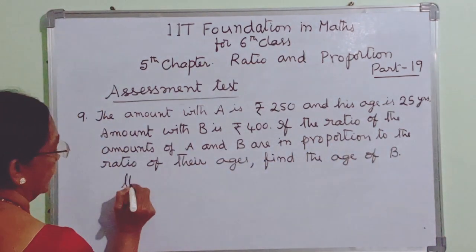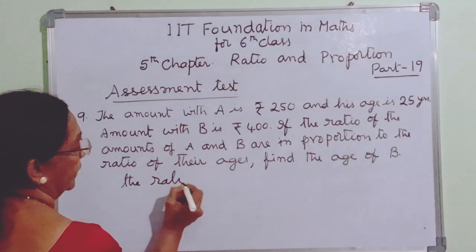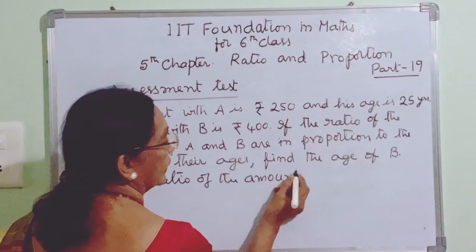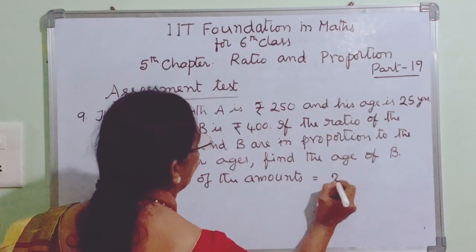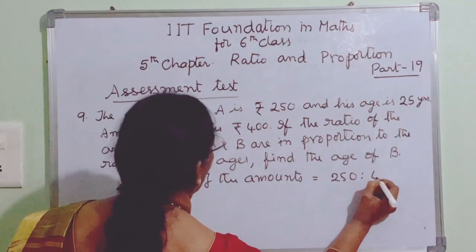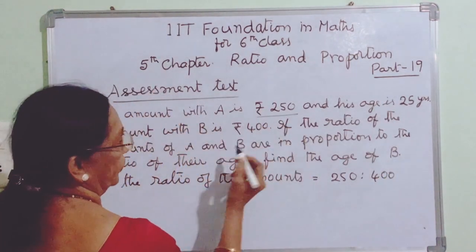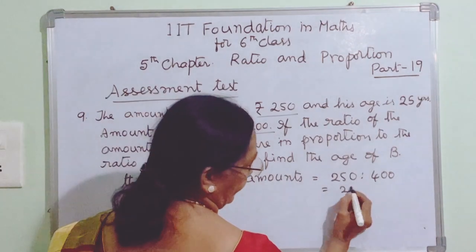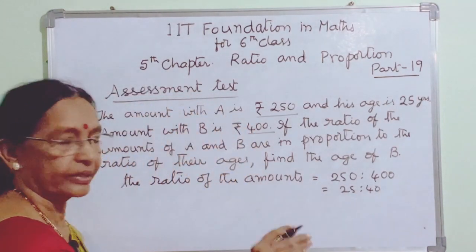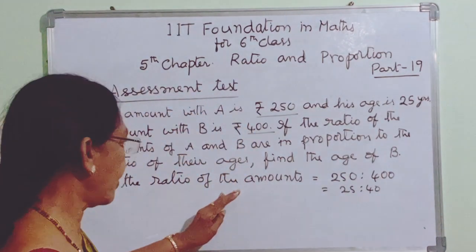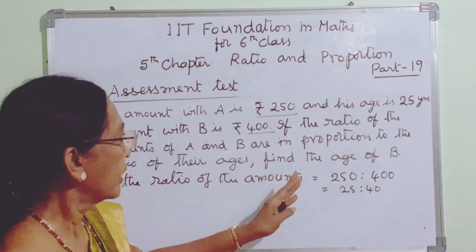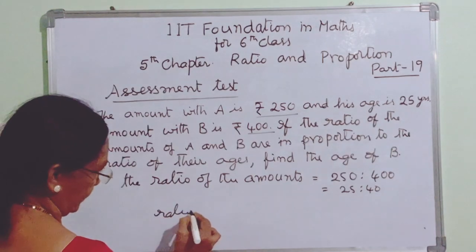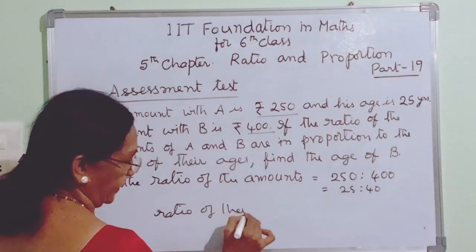The ratio of the amounts with A and B is equal to 250 is to 400. 250 and 400. That is equal to 25 is to 40. We can still simplify it. And the ratio of the amounts is in proportion with the ratio of their ages.